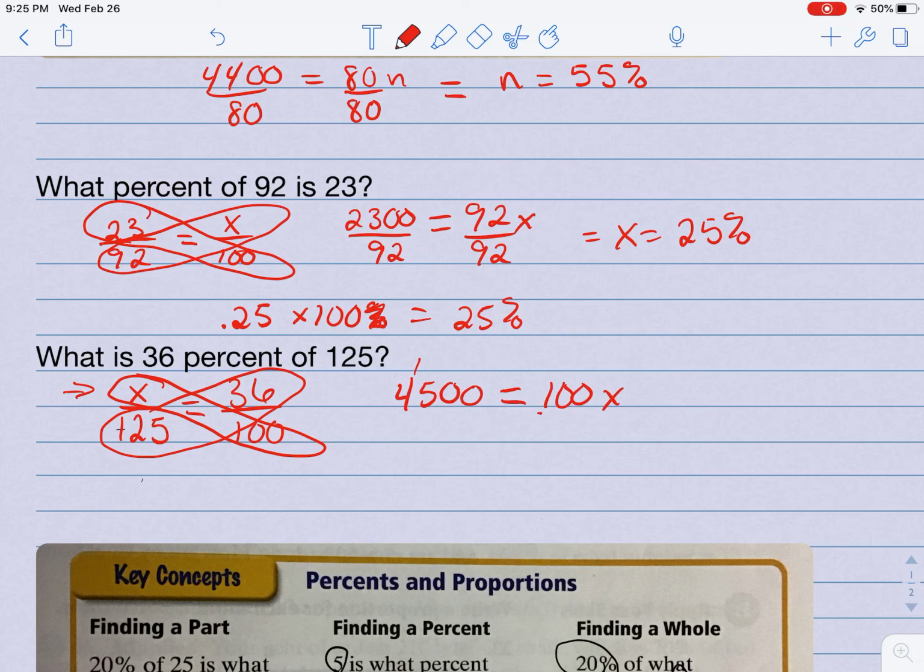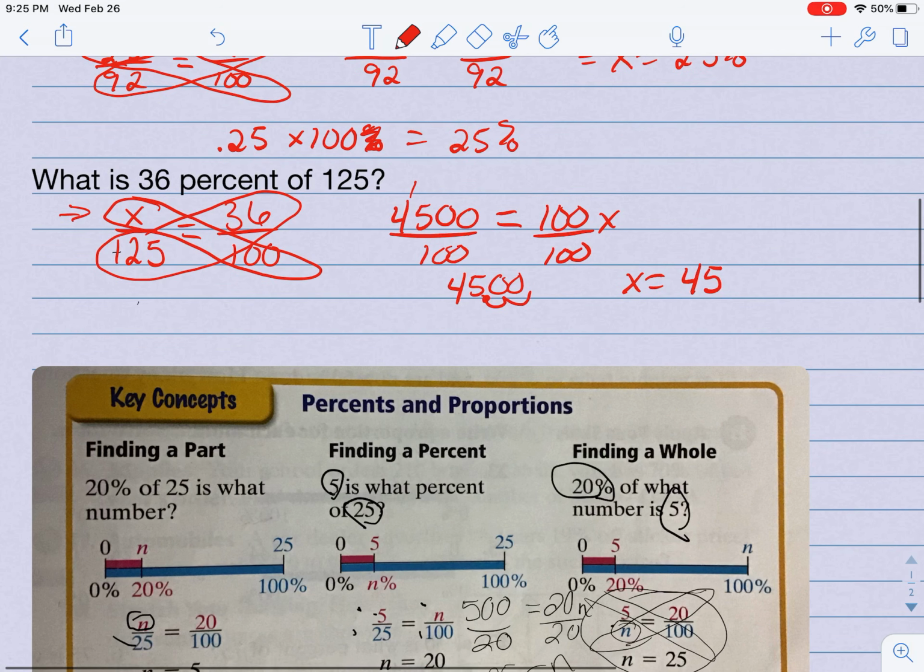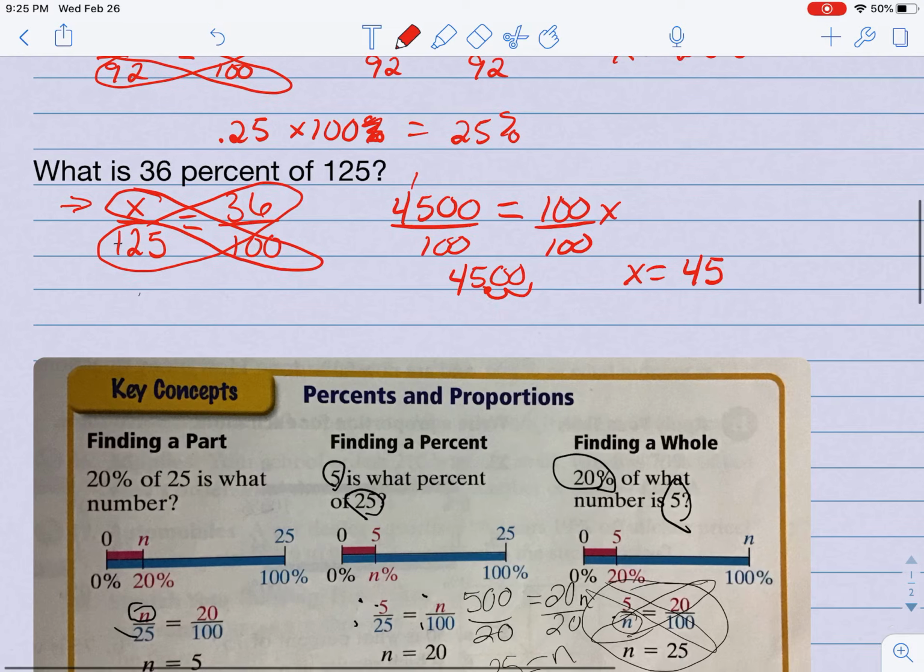Once again, to solve, we divide by 100, which is the coefficient. And remember, dividing by 100 is the same as moving the decimal over to the left. And so we find that x is equal to 45. Okay, so we use cross product once again, setting it up part over whole is equal to part over whole for our percents.